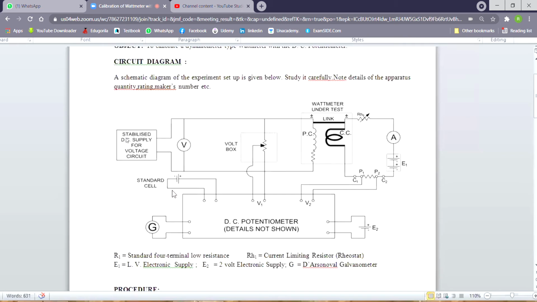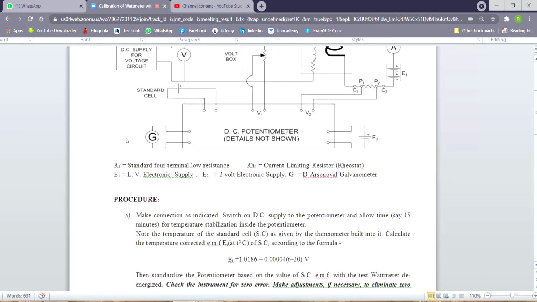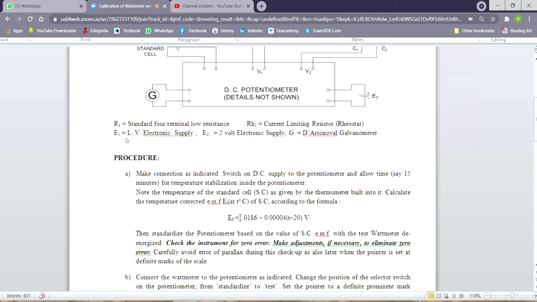Now, when the room temperature changes, say it's more than 20 degrees, 30 degrees, 40 degrees, whatever it may be, then there is a formula that shows the dependence of standard cell voltage on temperature. So this is the formula of the standard cell: ET = 1.0186 minus 0.00004 into (T minus 20). You put T equal to the temperature value obtained from the room. There is a thermometer, and you will get the exact value of the standard cell voltage, ET.